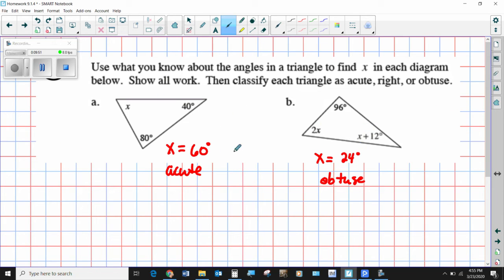One other element here, just keeping in mind the difference between an acute triangle, a right triangle, and an obtuse triangle. All acute triangles have angles that are less than 90 degrees.